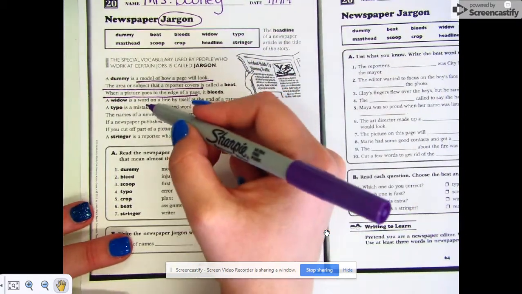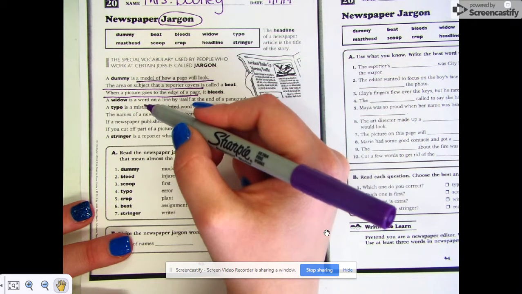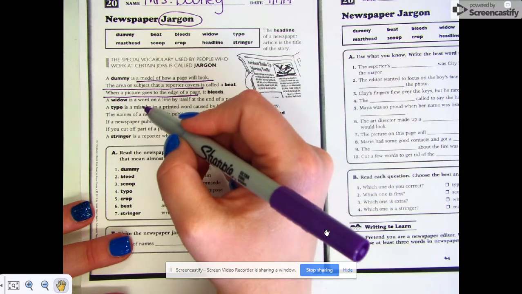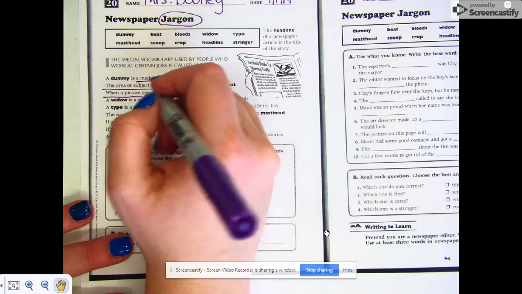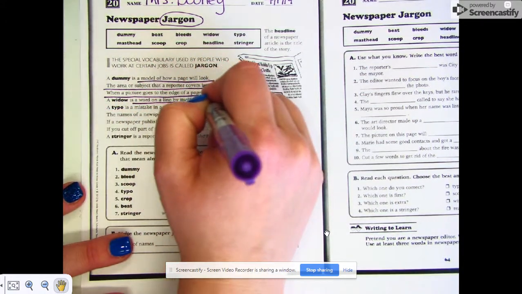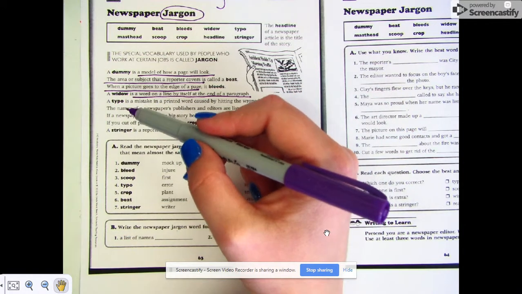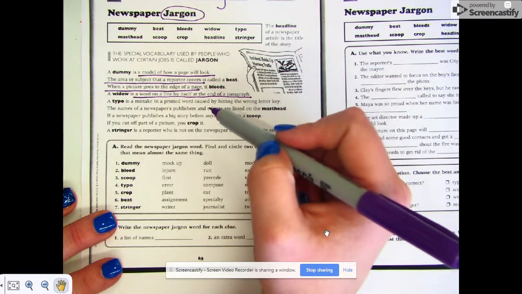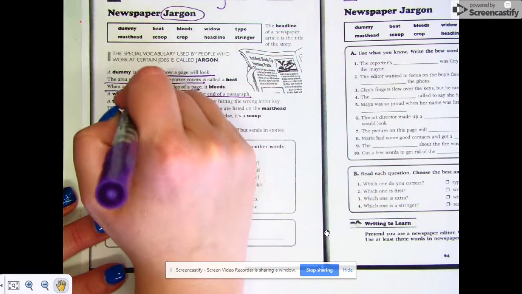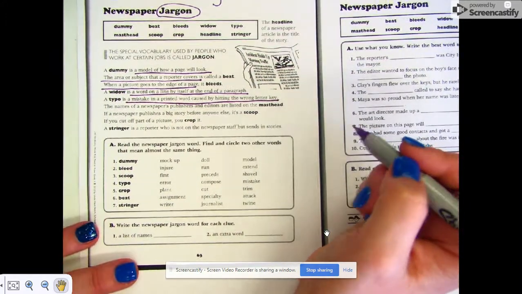A widow, I know that a widow is a woman whose husband has passed away, but this isn't what they're talking about here with widow. It is a word or a line by itself at the end of a paragraph because it's all by itself. And the word typo, you're probably familiar with that word. A typo is a mistake in a printed word caused by hitting the wrong letter key. I've been guilty of doing that before.